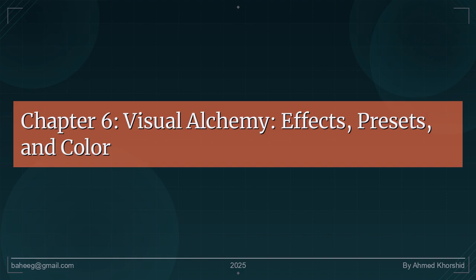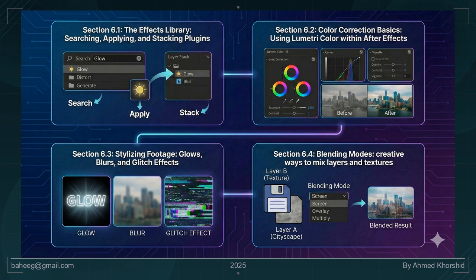Chapter 6, Visual Alchemy, Effects, Presets, and Color. Section 6.1, The Effects Library, Searching, Applying, and Stacking Plugins. Section 6.2, Color Correction Basics, Using Lumetri Color within After Effects. Section 6.3, Stylizing Footage, Glows, Blurs, and Glitch Effects. Section 6.4, Blending Modes, Creative Ways to Mix Layers and Textures.